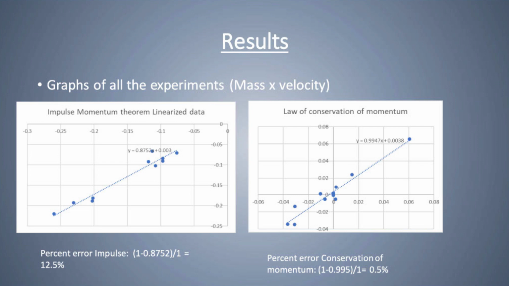And these are our results. The graph on the left is the data from the impulse momentum theorem, in which the x-axis is the force applied over the change in time, and our y-axis is our change in momentum. We got a slope of 0.875, which calculates a percent error of about 12.5%. We were expecting a slope of 1, as the change in the x-axis should be equal to the change in the y-axis, since the force applied over delta t should be equal to the change in momentum. So we got a decent bit of percent error.